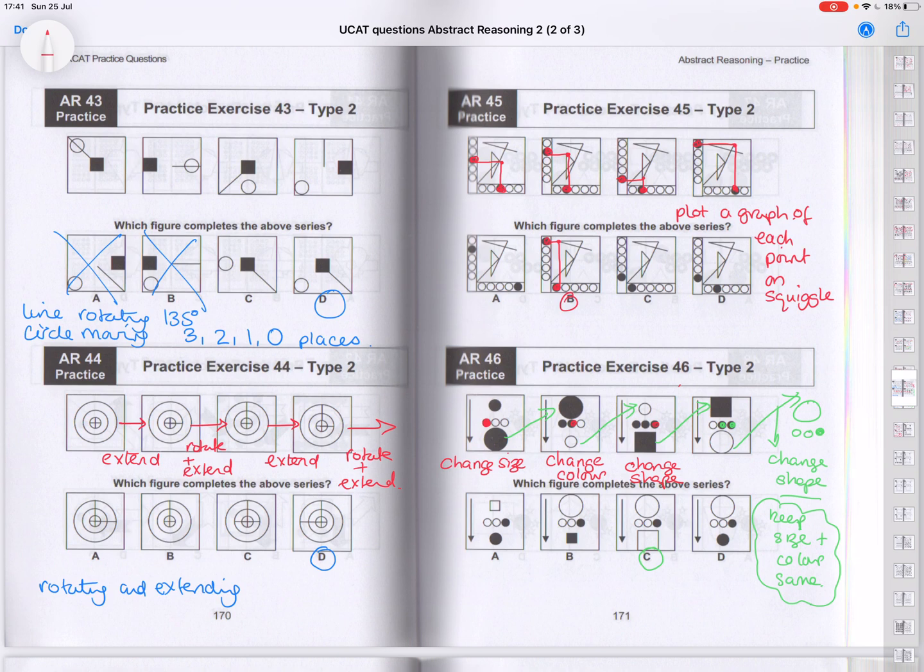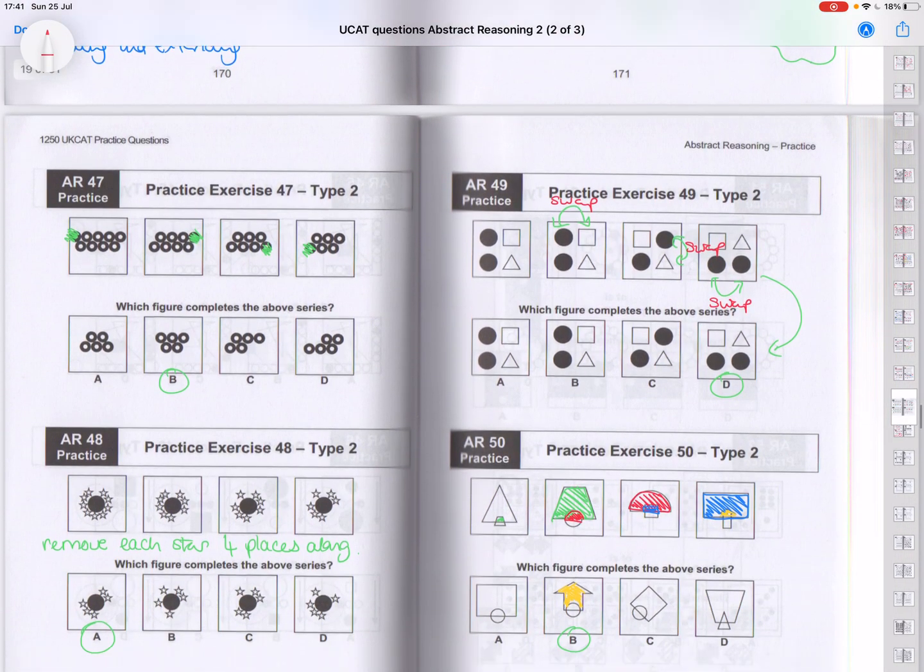And then the final one, it's got to change the colour and the shape. So it goes from black to a circle, but it doesn't change size. The numbers of dots are going 1, 2, 3, 2. So we're going to expect the last one to be 1, which means it's just got to change shape. So we've got to keep the size and the colour the same and change the shape. So it's going to go from a circle to a square, but the size and the colour will be the same. So the answer is C.